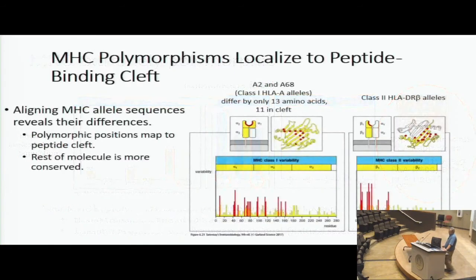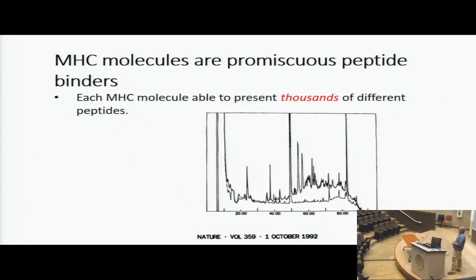So that polymorphism that we talk about, all of that polymorphism localizes to the cleft. We don't have to go into this in too much detail, but if you look at class 1 or class 2 molecules, these little red blobs are locations within the sequence where you find these differences. The rest of the molecule is essentially the same. The differences that lead to these polymorphisms are all localized in the peptide binding cleft, which makes sense because that's the region that you want to be able to bind different peptides. In fact, these MHC molecules are very promiscuous. They're not specific at all, not like an antigen receptor. They can present one of thousands of different peptides.